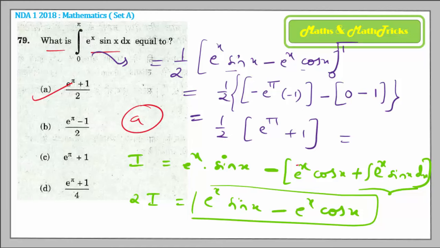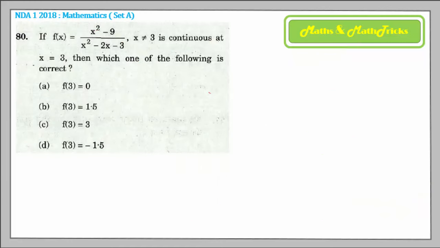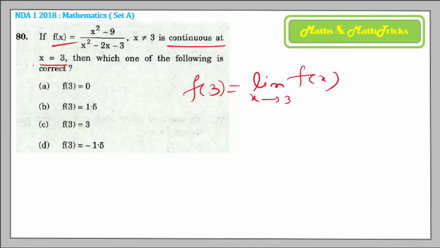Alright, moving on to the next question, number 80. And this is going to be the last question of this session, and I'll be continuing with the further questions in the upcoming session. Alright guys, so moving on to question number 80 here. f of x is known to us, which is a fractional function, and it is continuous at x equal to 3. So what is the definition that the function is continuous at x equal to 3? It is said that f of 3 is the same as the limit as x tends to 3 of f of x, isn't it? This is how the definition of continuity is.